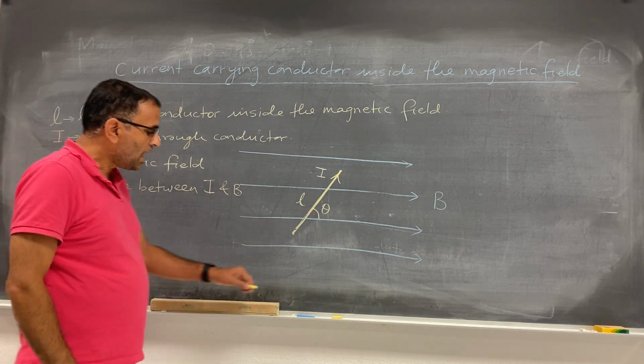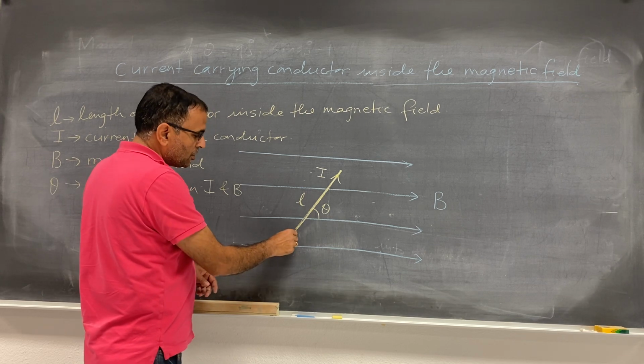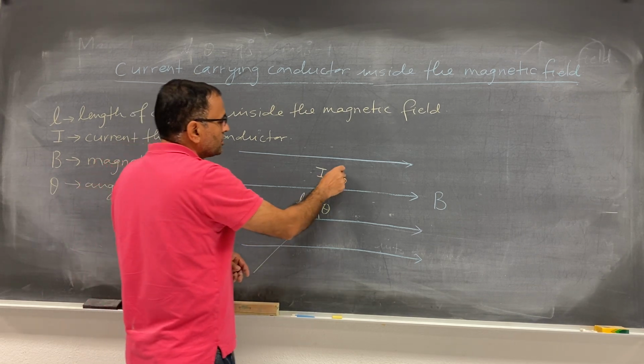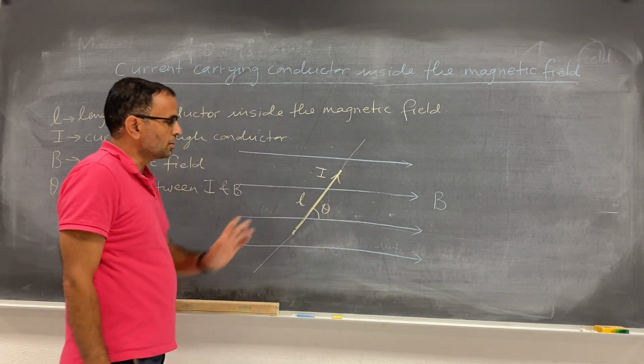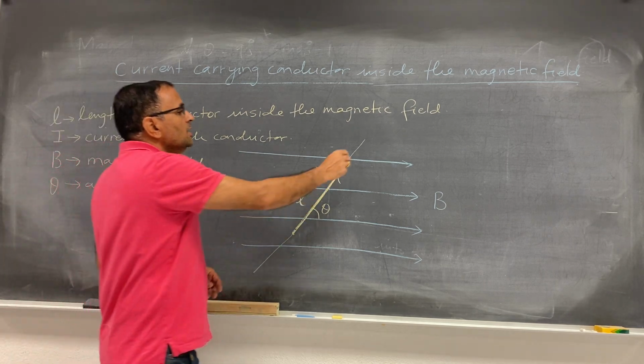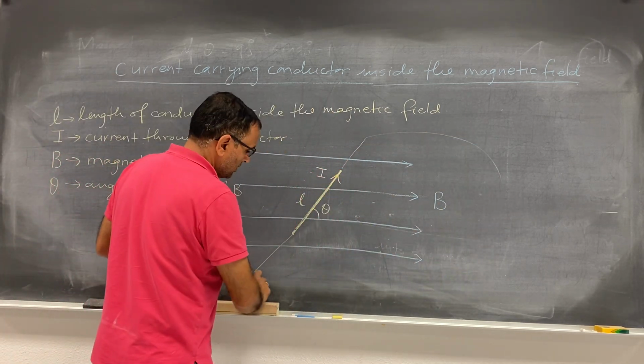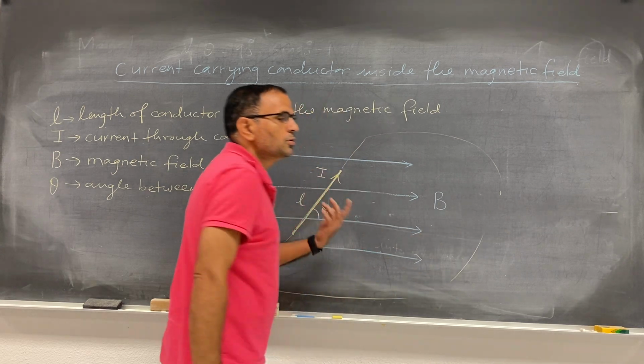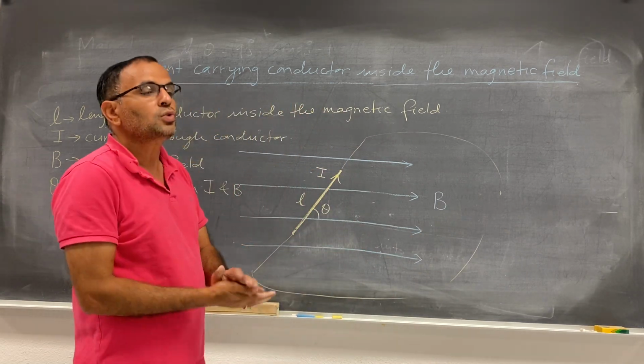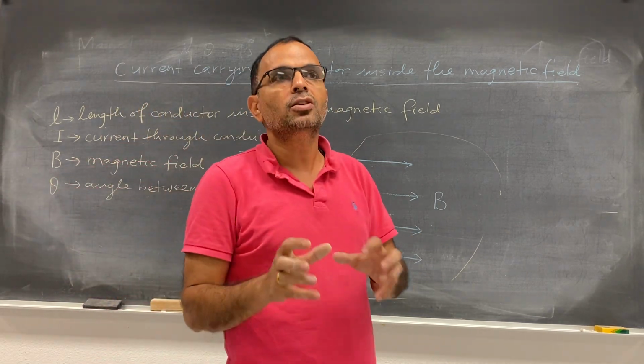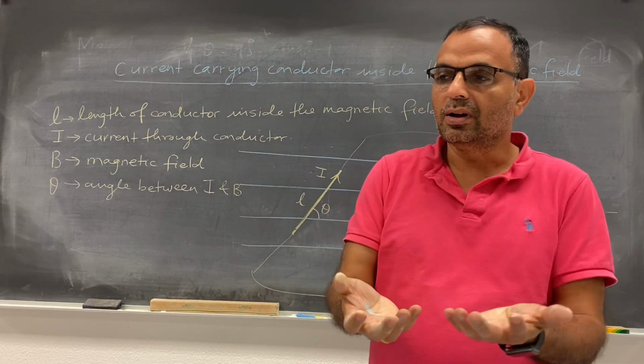Okay, so what happened is, of course, you have to make a closed loop. I just draw the portion of the conductor only. So you have to connect to a source somewhere there. That is not necessary here. So you have a current carrying conductor inside the magnetic field.